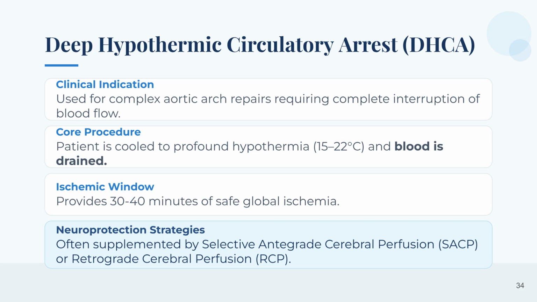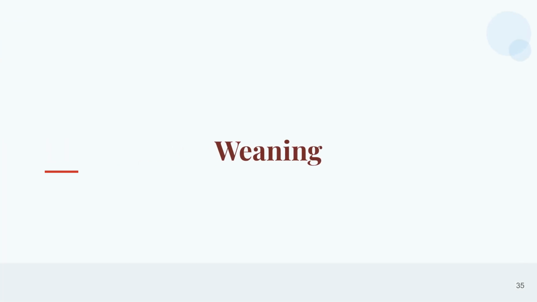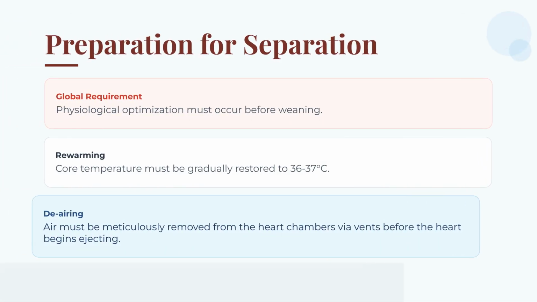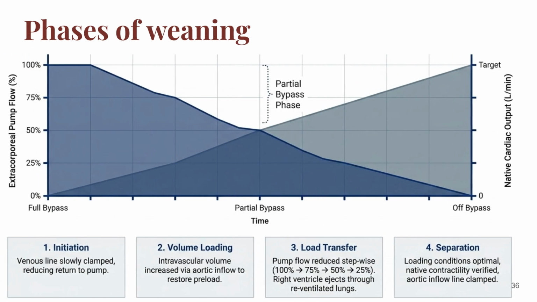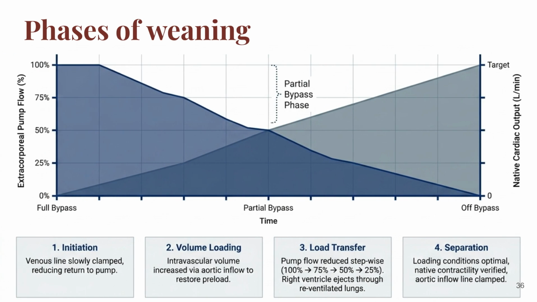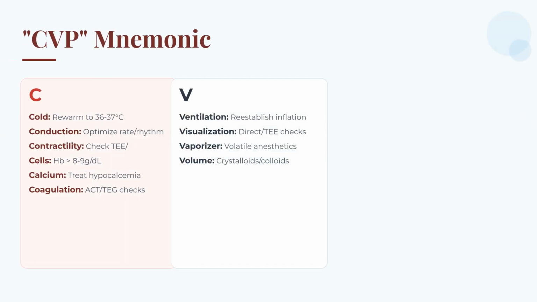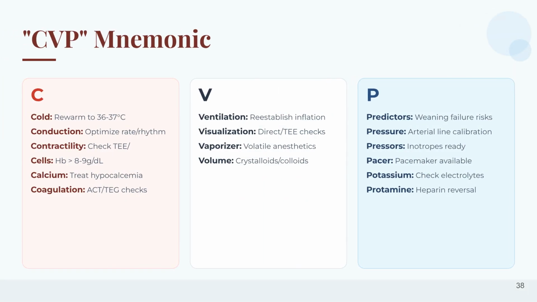The weaning process begins with rewarming the patient to a core temperature of 36 to 37 degrees Celsius. It also requires meticulous de-airing of the heart chambers using vents. Clinicians often use the CVP mnemonic to prepare for separation, checking cold status, contractility, cell counts, calcium, and coagulation, as well as ventilation, volume, pressure, and heart rate.